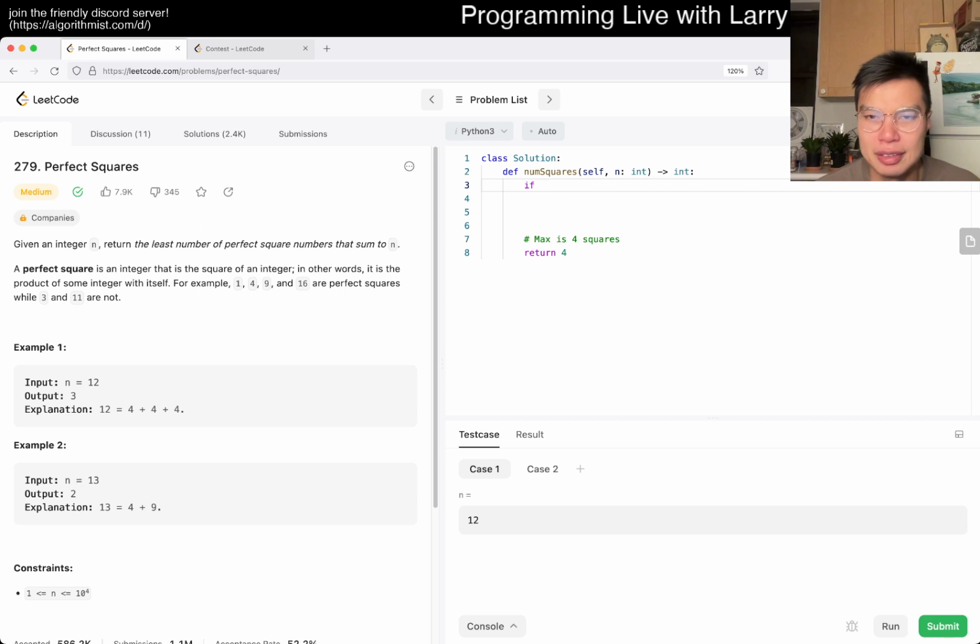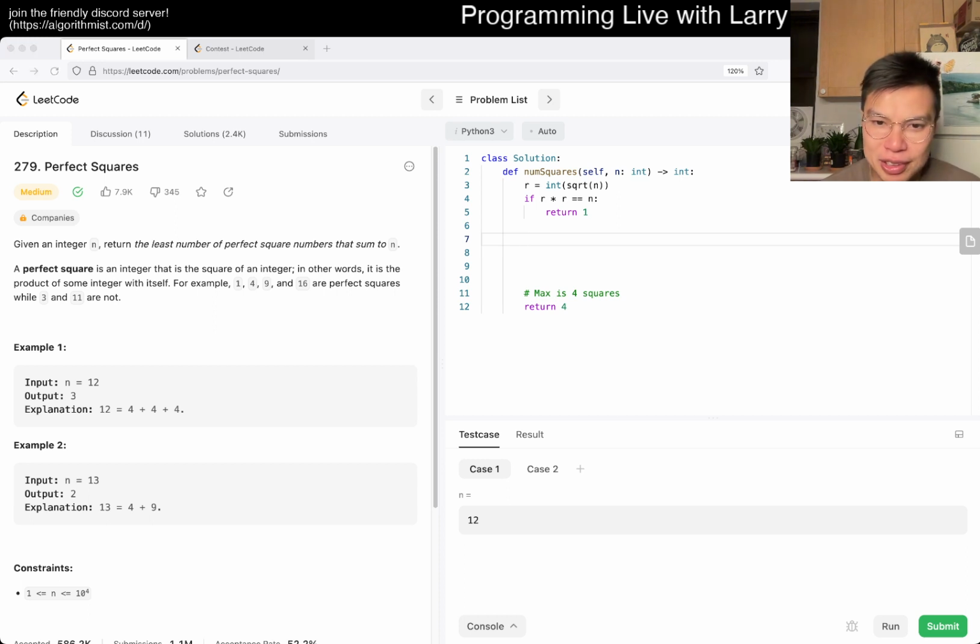If square root... I actually don't remember the Python math libraries. The square root doesn't come up that much. Okay, so does it return... okay, whatever. Let's say the root is equal to the int of the square root, and if r times r is equal to n, then it is one, meaning that it is a perfect square.